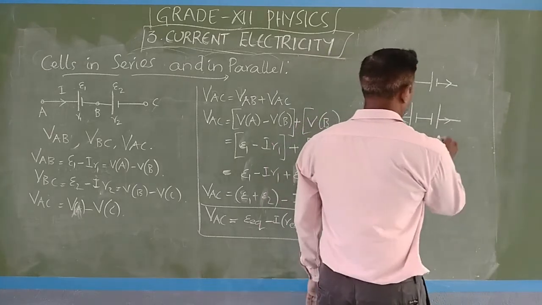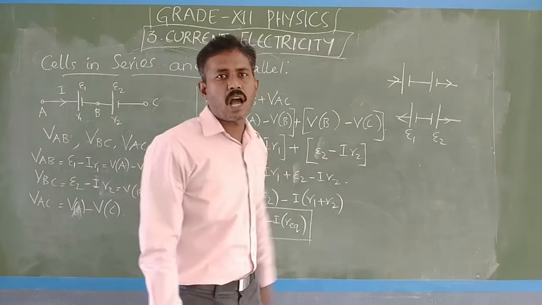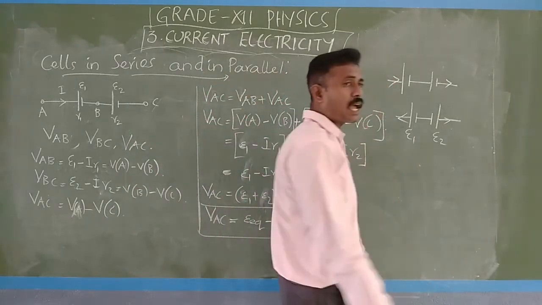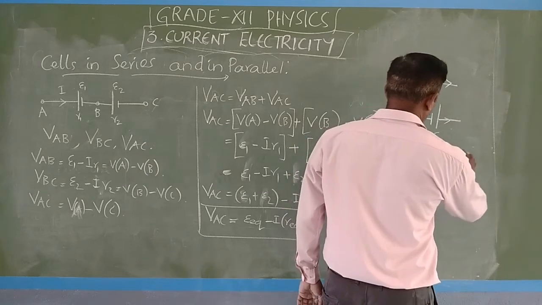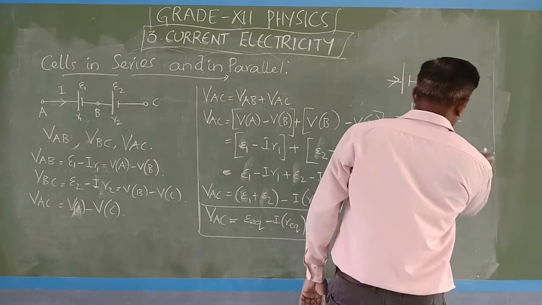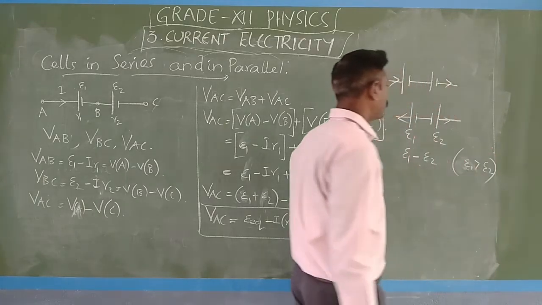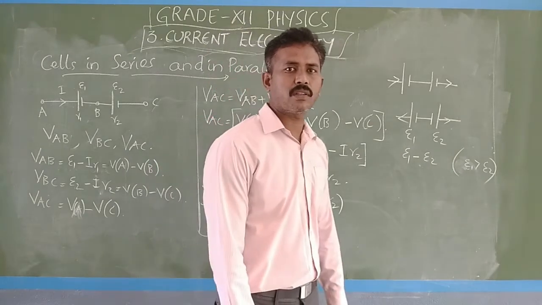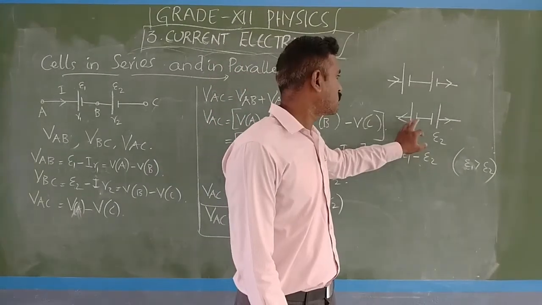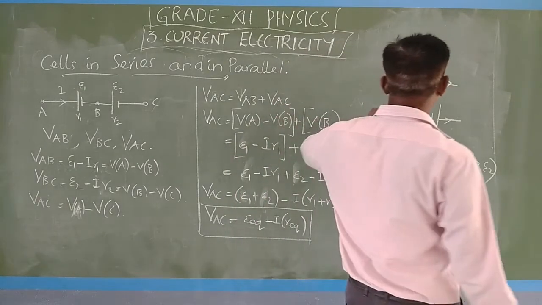this is E1, this is E2. If the condition is like this, how will you add? You have to add in this manner. Got it? You have to put a negative sign for E2 and add. You have to apply a negative sign for the E2 because current is coming here. Okay? Okay, sorry.